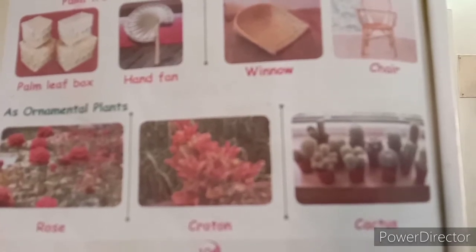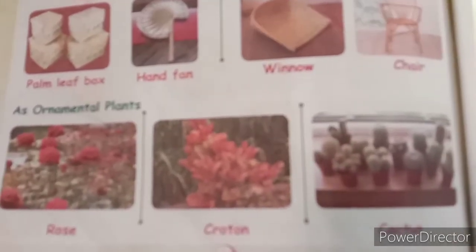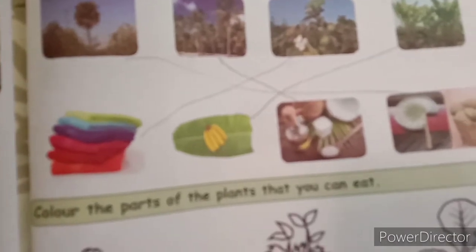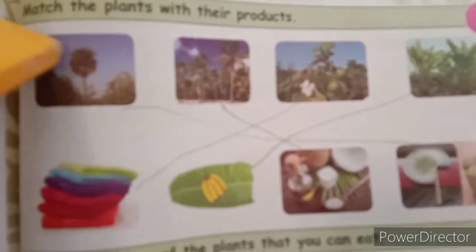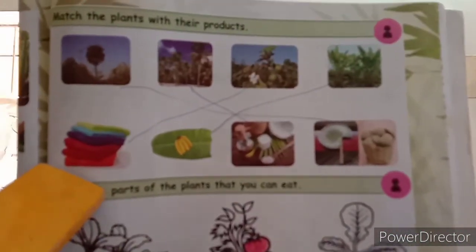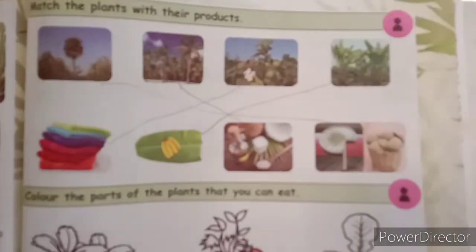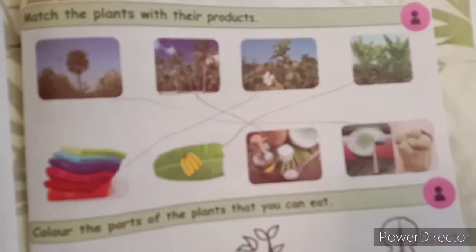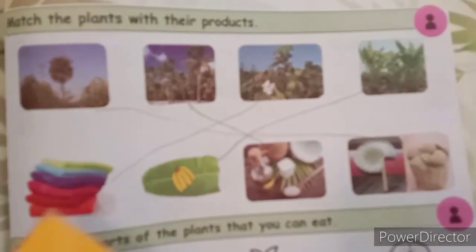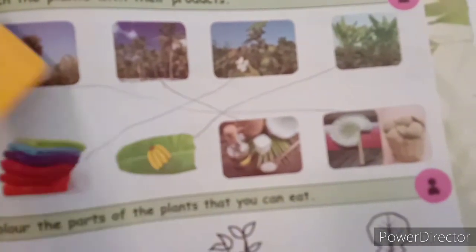Okay, children. Next, we are moving on to page number 105. Now, see, children. Page number 106. Look children, page number 105, you have to do the things. See here, match the plants with their products. Here you can see plants and down you can see products. Accordingly, you want to match it.